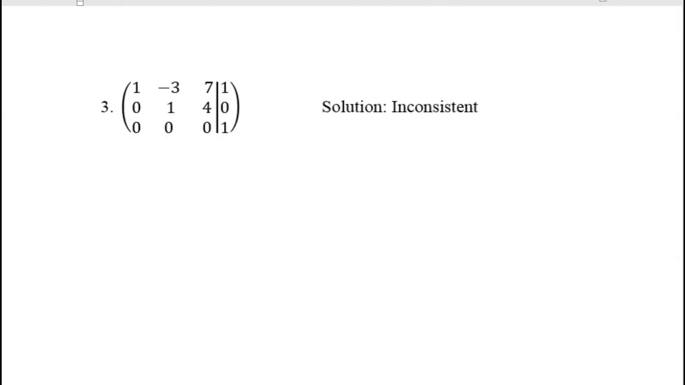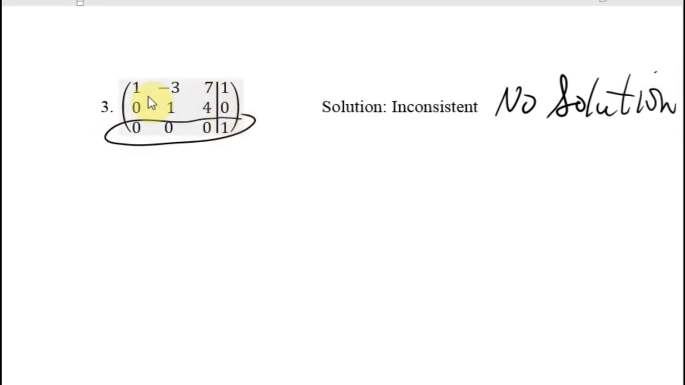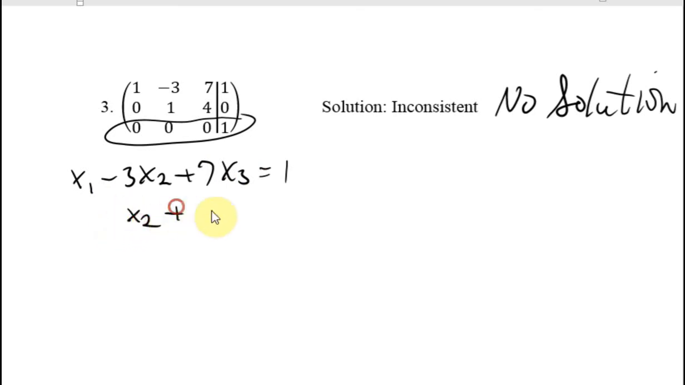Now I'm putting the solutions over here. We don't know that it's a solution, but you do know by looking at this that the system is inconsistent. That inconsistent statement means there's no solution. Because of that last row, that really says 0 is equal to 1. If you interpret the first row, that's x sub 1 minus 3 times x sub 2 plus 7 x sub 3 is equal to 1. That second row says x sub 2 plus 4 x sub 3 is equal to 0.